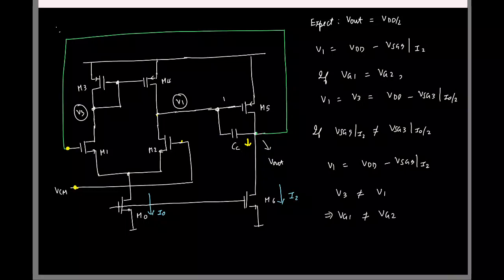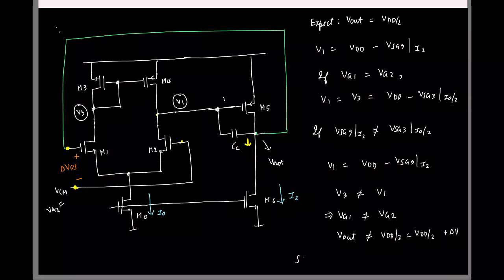is not equal to VG2. So remember VG2 is the same as the output voltage, right? We are making this connection here, right? I am setting VG2 to be at VCM. So Vout need not be equal to VDD by 2, right? And in fact, this will be VDD by 2 plus some delta V. Okay. So it looks like there seems to be some offset between its input terminals.